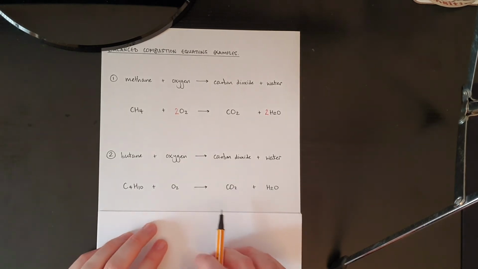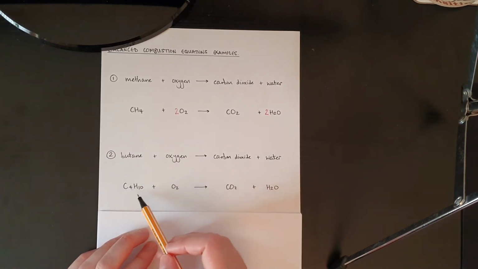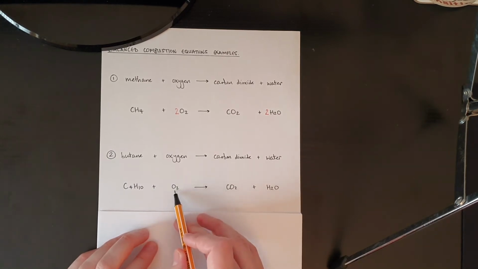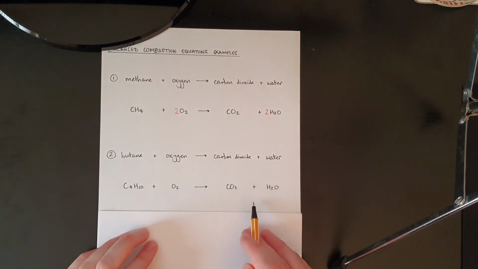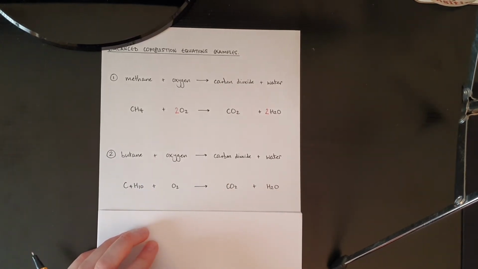So this time, if we have a look at our molecular formula, we have C4H10, following our general formula for butane, for the alkane family. Oxygen is the same, carbon dioxide is the same, water is the same. Okay, these will never change. It's just the thing that we're burning that will change. And that makes our life a little bit easier, because we go through the same process each time.